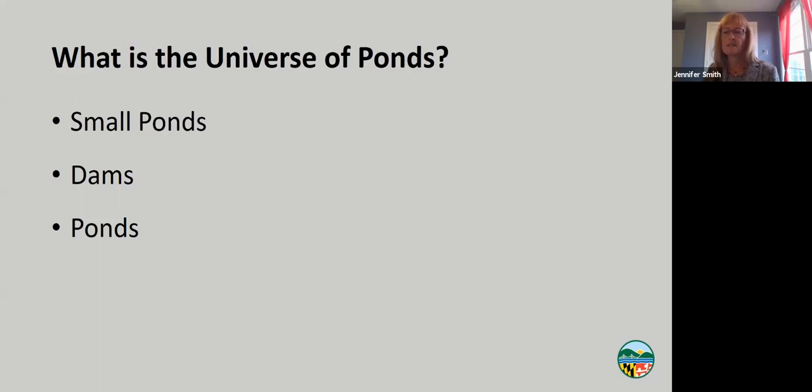We are often having discussions at MDE about the terms small pond and dam. We see a lot of confusion with designers and with the terms small pond, dam, and pond, and our regulations and design manuals are not helping. Just last week, we were discussing internally how to distinguish between these terms. This is how our discussion went.